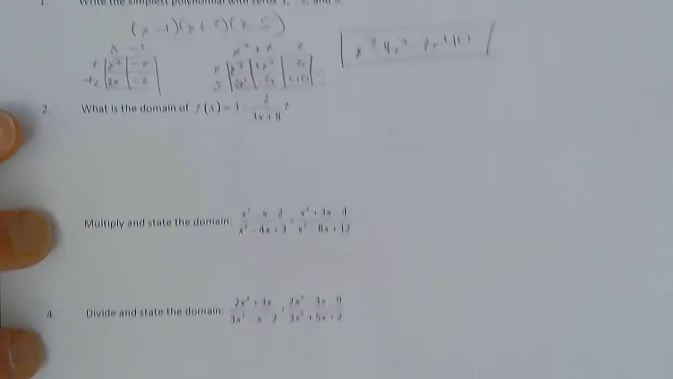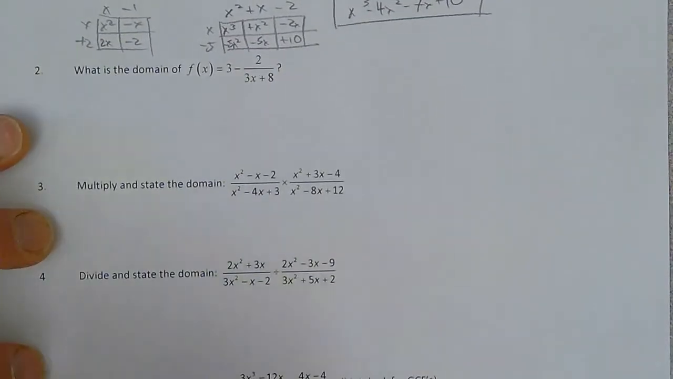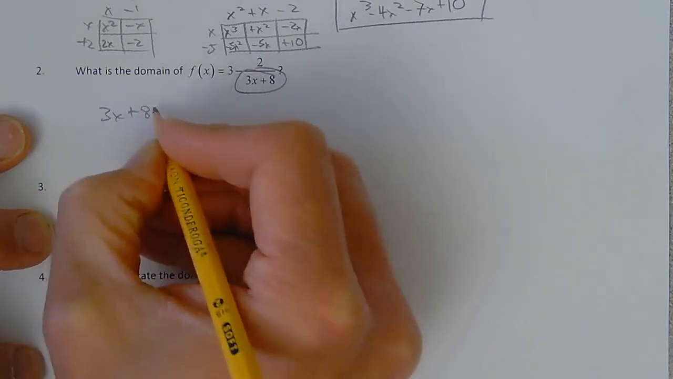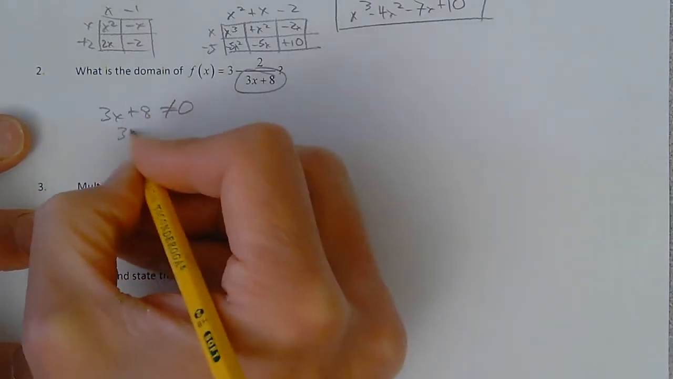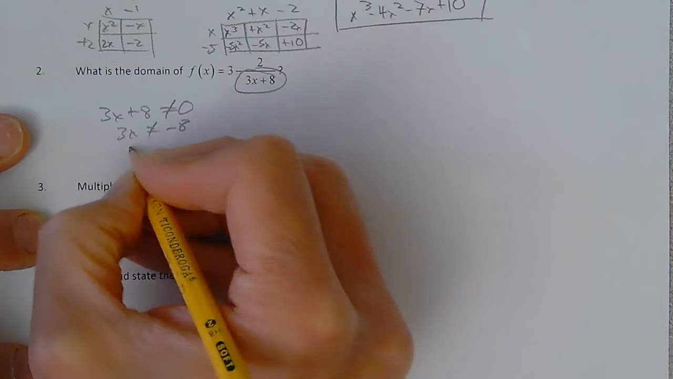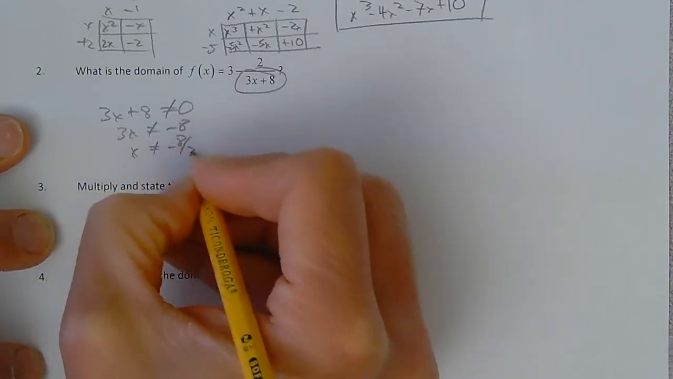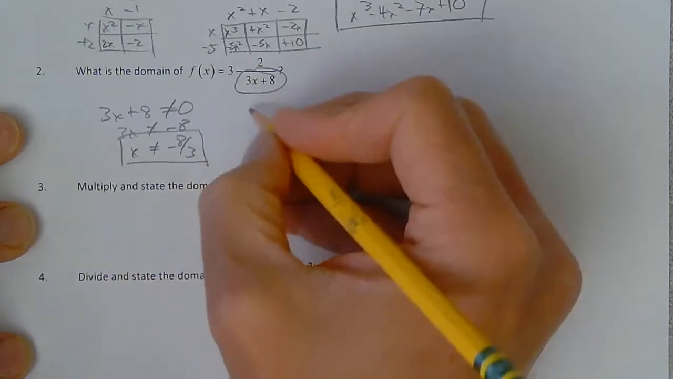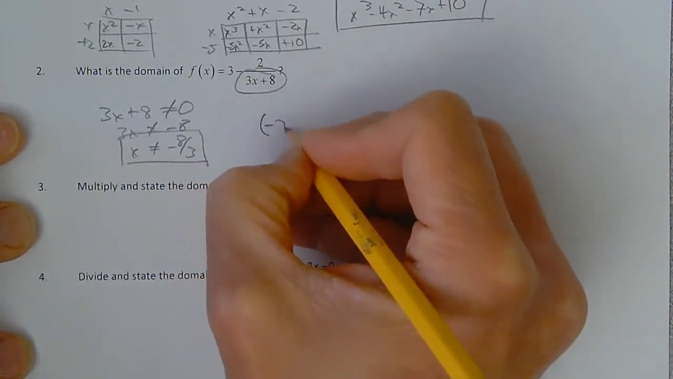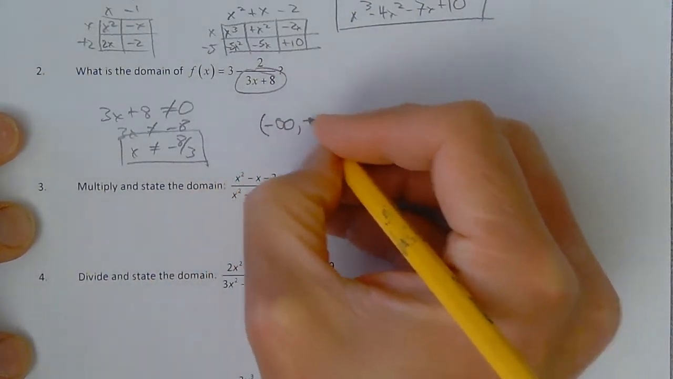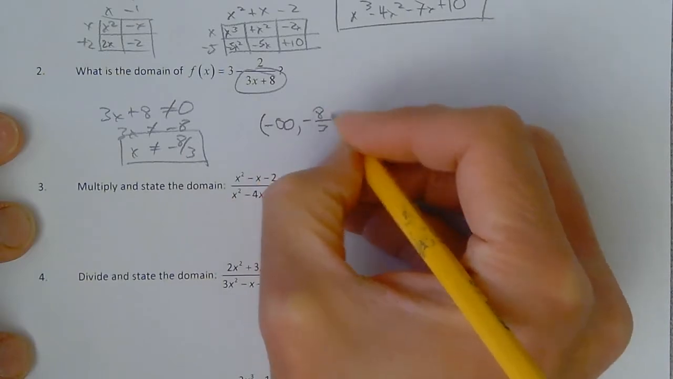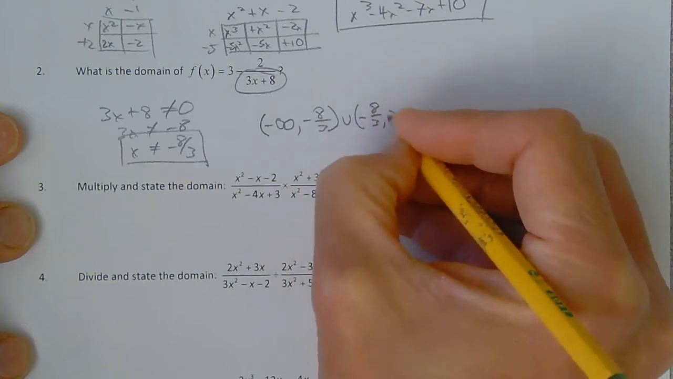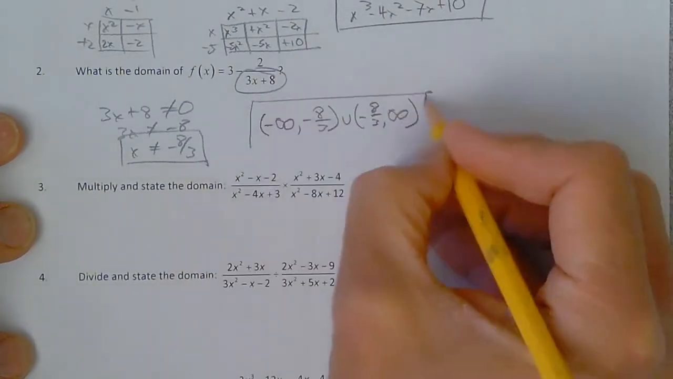All right, what is the domain of this? Well, if there's a domain problem, it's because of this. And so we have to know that the 3x plus 8 cannot equal 0. So 3x cannot equal negative 8. X cannot equal negative 8/3. There is the domain as an inequality. If we wanted to write it in interval notation, it would be from negative infinity to negative 8/3, and jump to the other side of negative 8/3 and continue on to positive infinity, so we could write it that way as well.